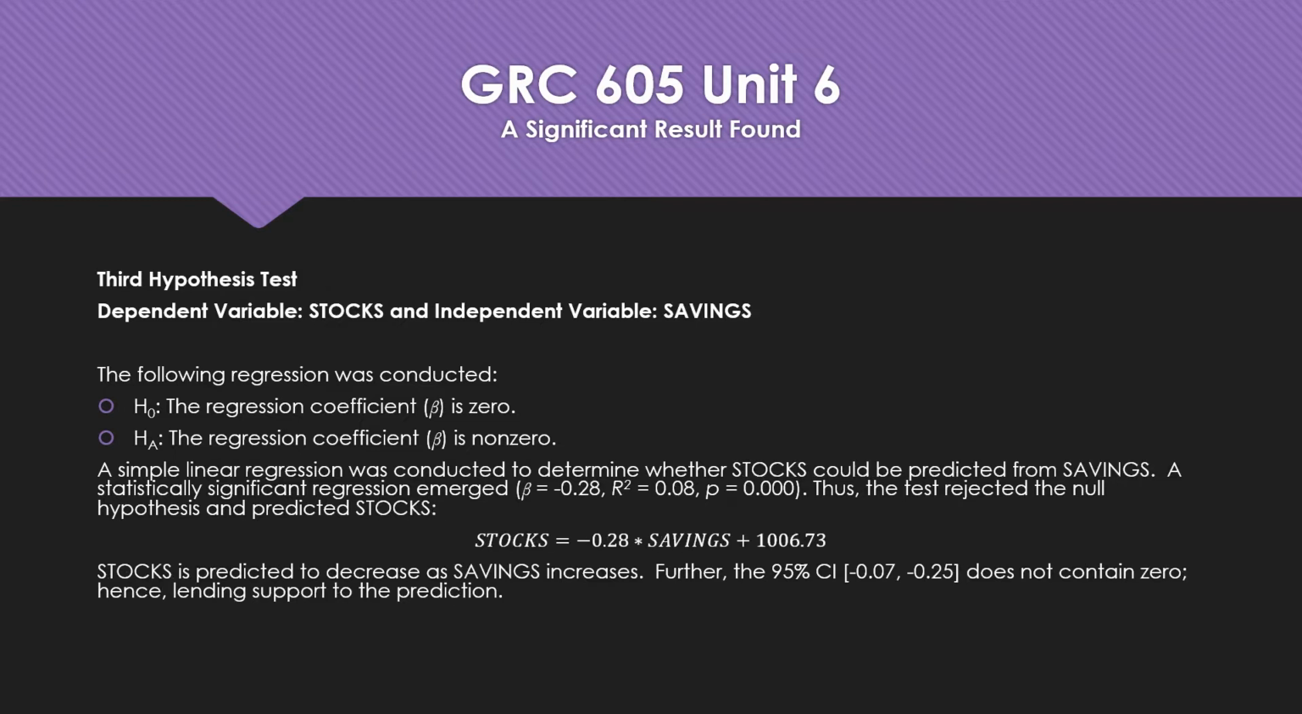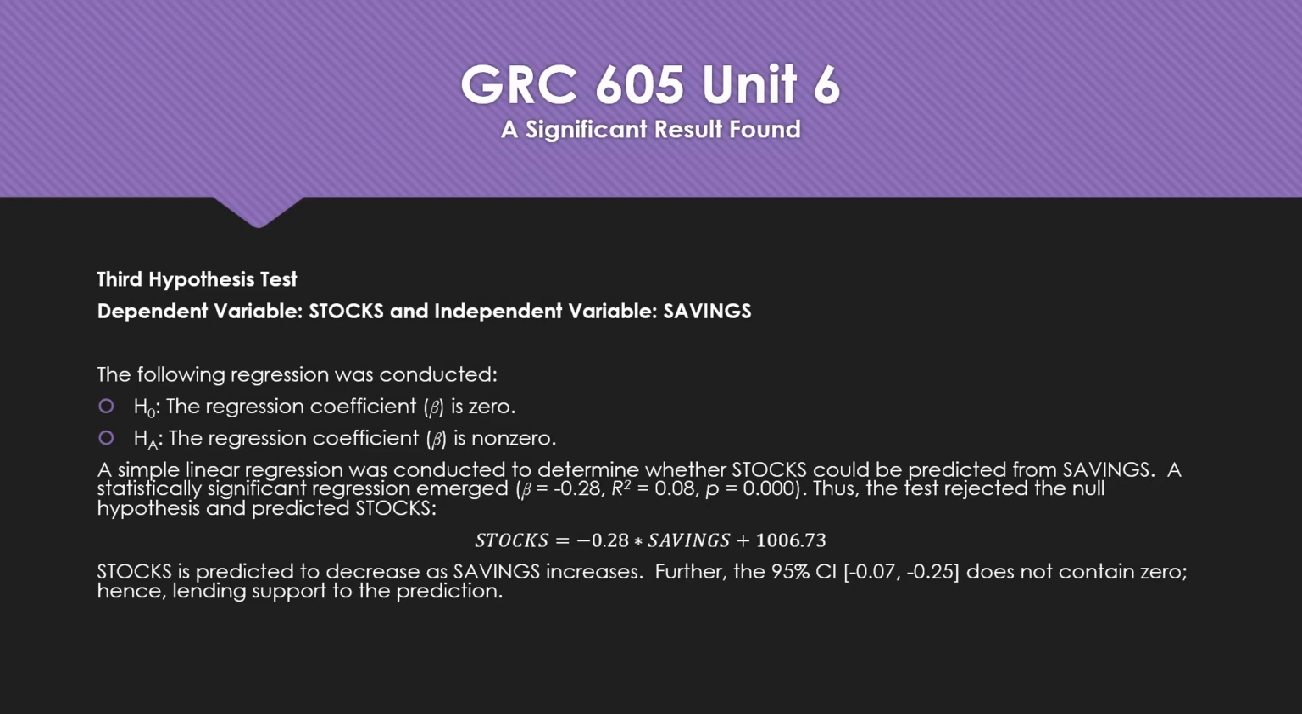And in our third and final hypothesis test, the dependent variable was stocks and the independent variable was savings. The following regression was conducted. Null hypothesis, the regression coefficient is 0. Alternative hypothesis, the regression coefficient is non-zero. A simple linear regression was conducted to determine whether stocks could be predicted from savings. A statistically significant regression emerged. Beta equaling negative 0.28, our R-squared value 0.08, our p-value 0.000.